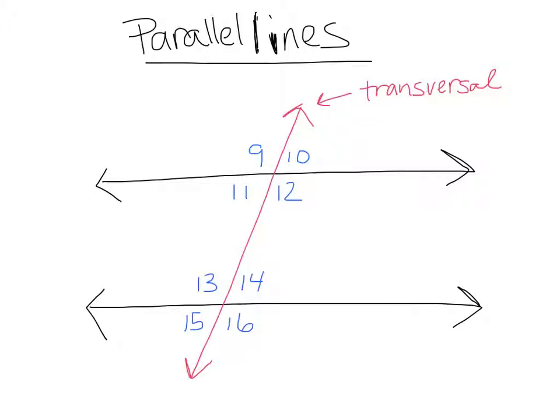Now we're going to deal with just parallel lines. So this picture right here has two lines that are parallel, and a transversal, and we're going to label the angles 9 through 16. This picture really does need to be in your notes. So pause this for a second, get this down in your notes exactly like this, same numbers, so we can all talk about the same thing.